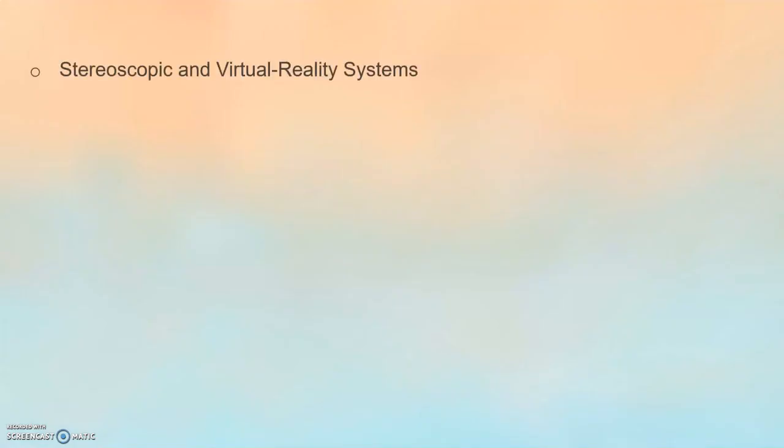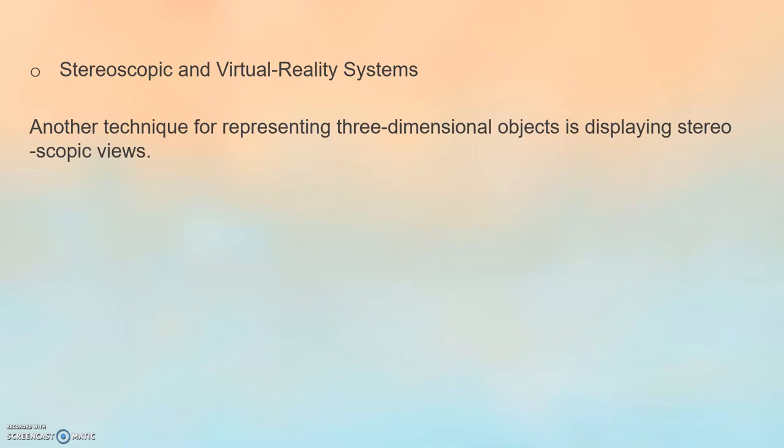Now, we have the next display device, that is stereoscopic and virtual reality system. Let's see how a stereoscopic or a virtual reality system works. Another technique for representing 3D objects is displaying stereoscopic views. This method does not produce true three-dimensional images, but it does provide a 3D effect by presenting a different view to each eye of an observer, so that scenes do appear to have depth.